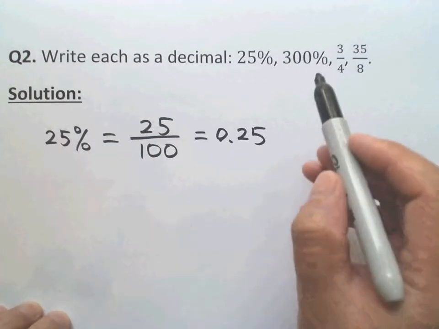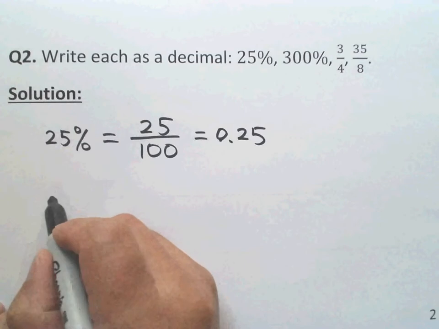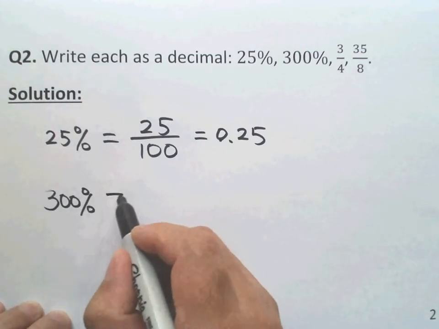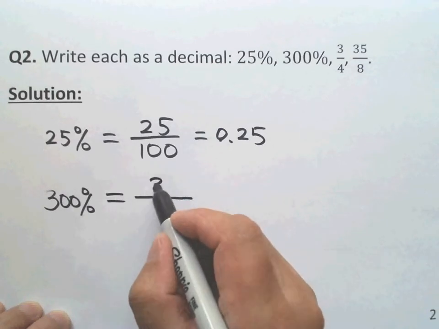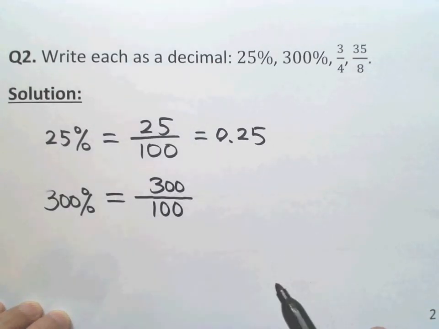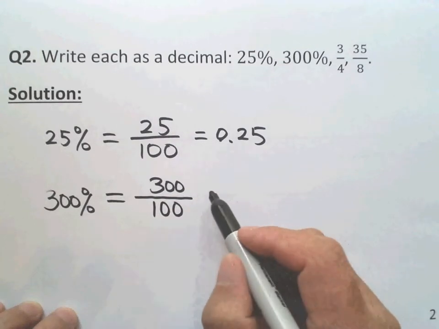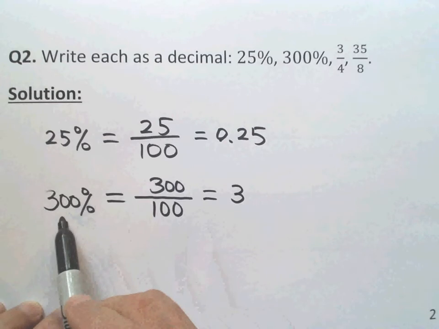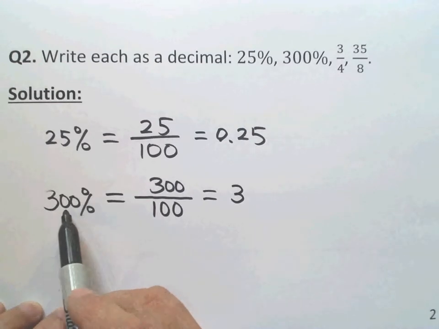About the second, 300%. We write 300% as a decimal. The definition is 300 divided by 100. Then of course you do the calculation, you get 3, right? It's the same, just divide by 100, or move the decimal to the left 2 places.